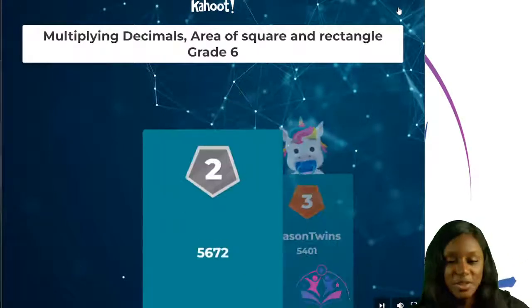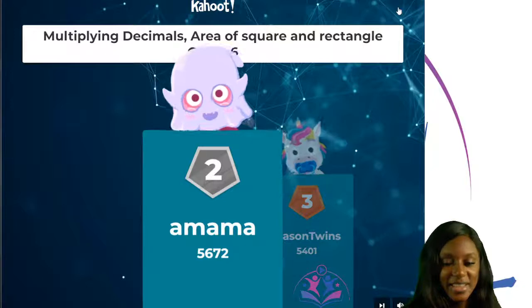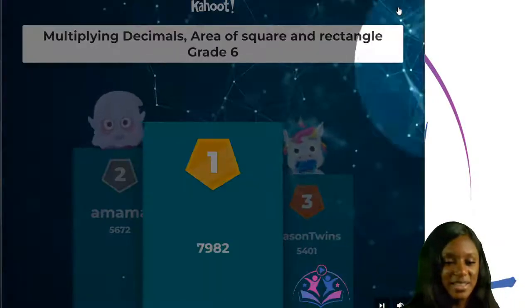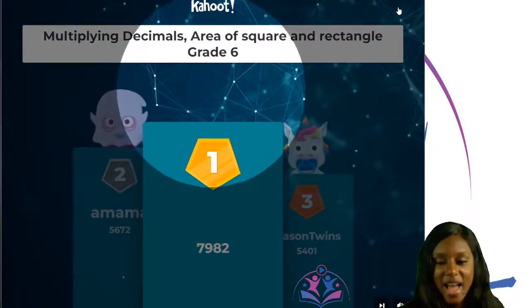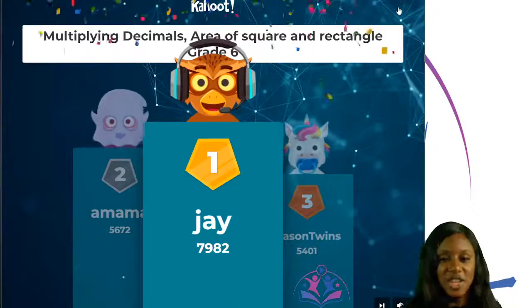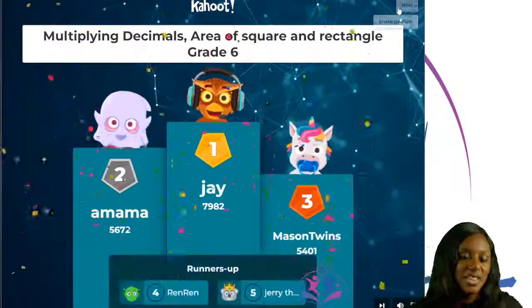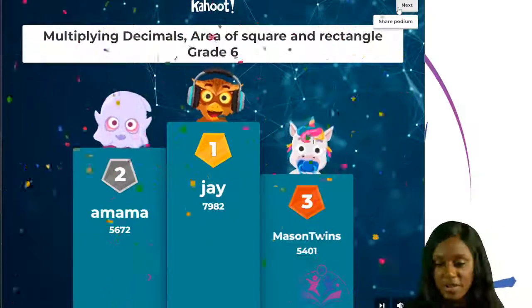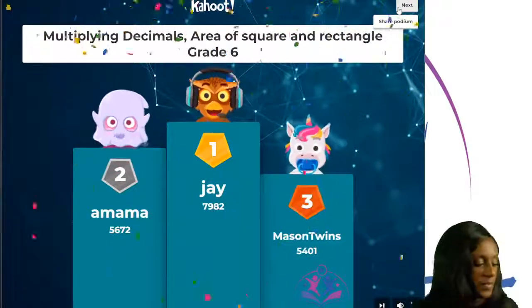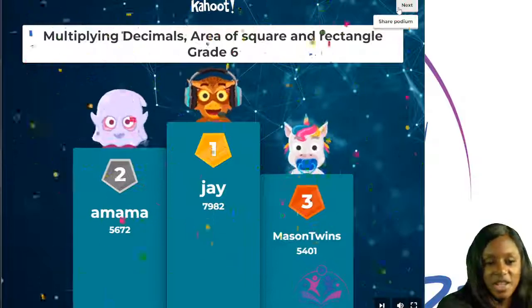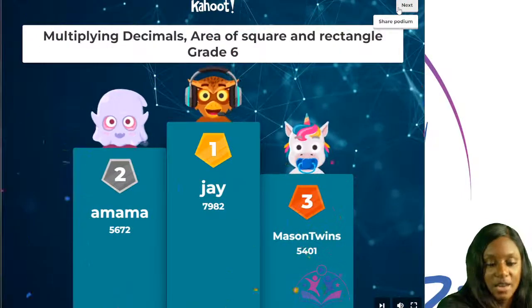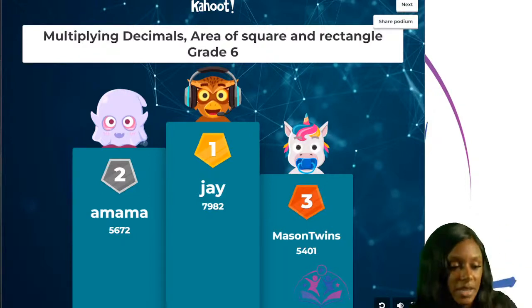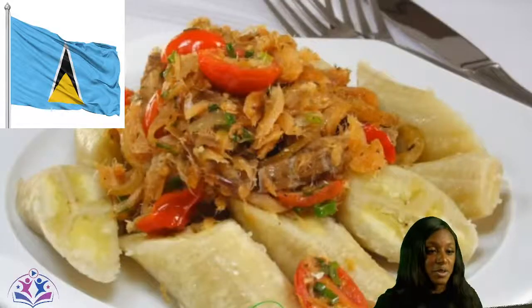Okay, so Mason twins, excellent. Amara number 2, excellent. And we have Jay over here. Congratulations to these 3. And the runners up, Ren, and I did not see the other name. Congratulations to the 3 of you all. And also congratulations to the others who joined us this evening. Excellent. I had a lot of fun being with you all.